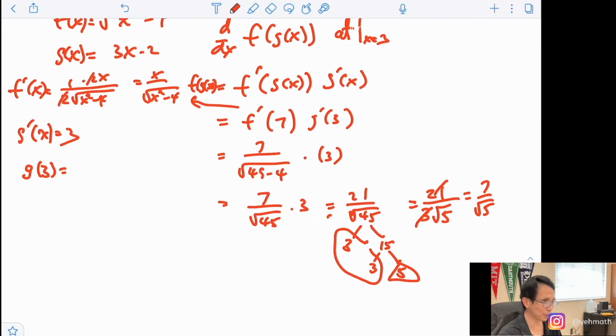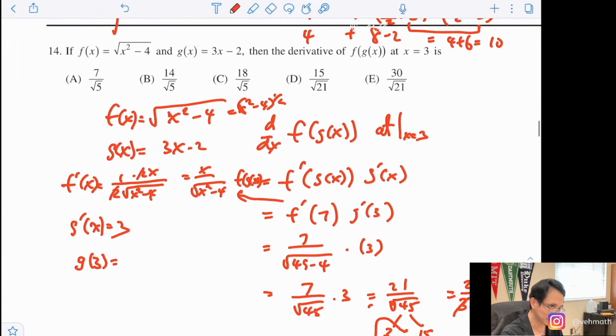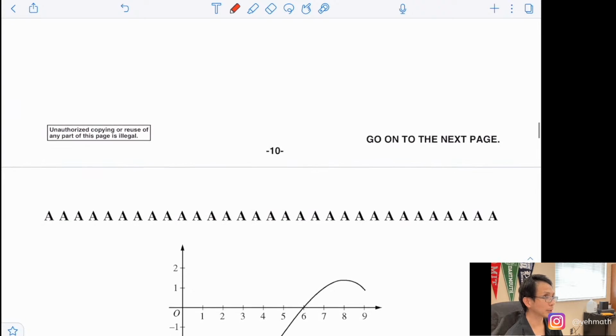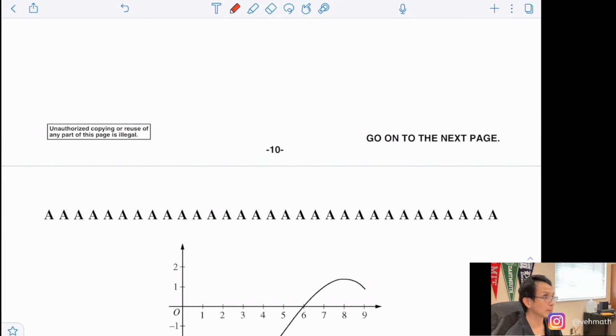So it'd be 7 over square root of 5. I think that's my answer. Is that correct? Wow. See, now you remember it all the time. How to simplify a radical. Next question.